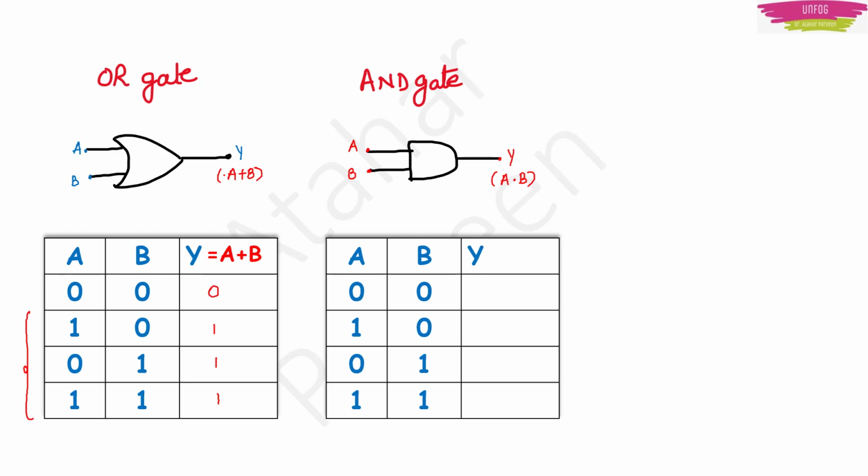So if A and B are 0, then our output will be A into B, which is going to be 0. If both the inputs are 1, then your output is going to be 1. If one input is 1 and the other input is 0, then the output is going to be 0, because this is the multiplication operation. So the output in an AND gate is 1 if and only if both the inputs are 1. In all other cases, the output of the AND gate is going to be 0.